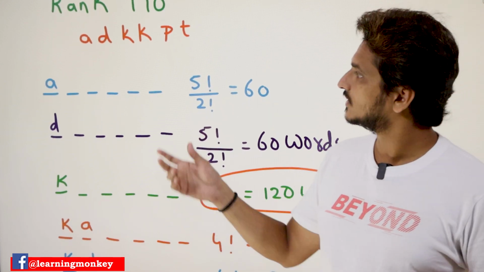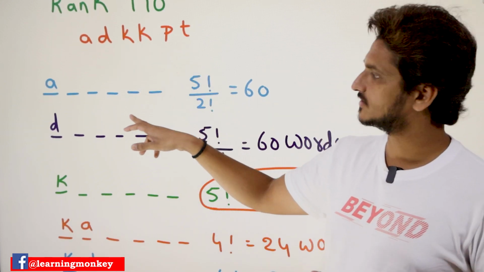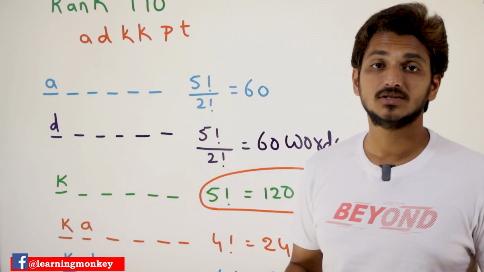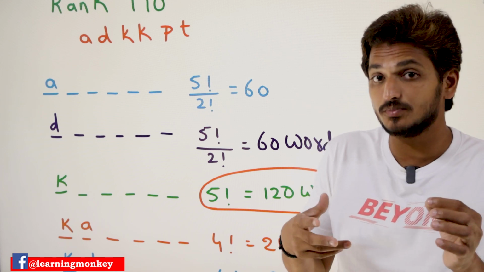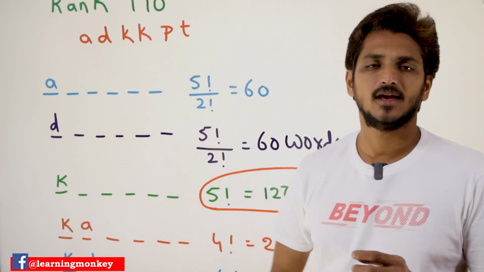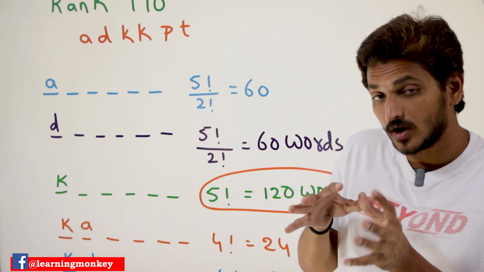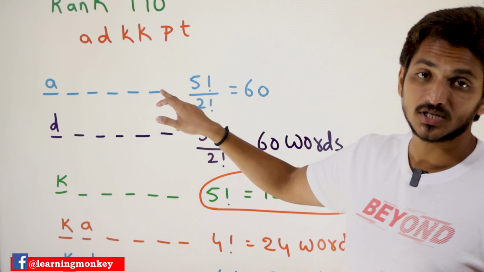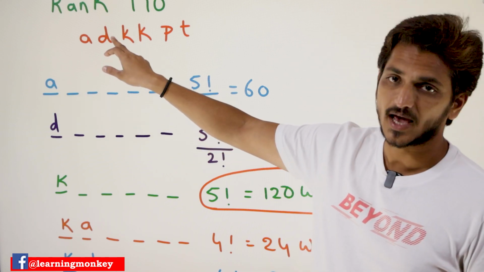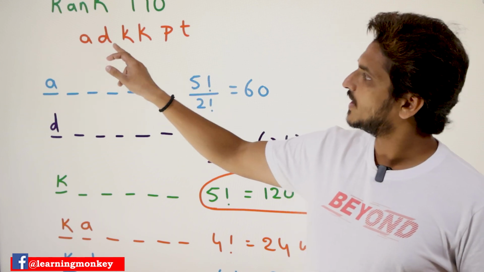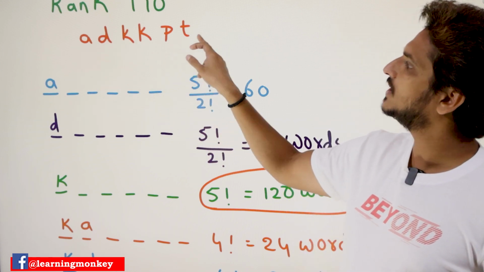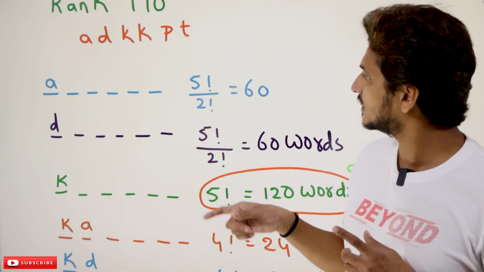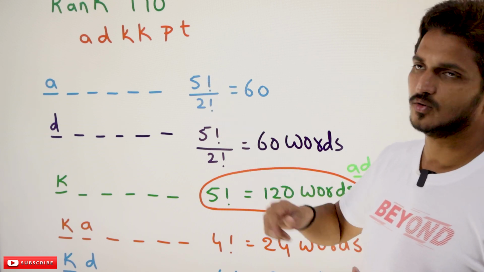First, in total how many characters are there? 6 characters, so 6 positions. The first position can be filled with A. Means we need to find the possible words starting with A, because we need to find the rank according to the dictionary order. The remaining 5 positions can be filled with 5 different characters. Once you place A here, the remaining characters are D, K, K, P, T. K is repeated twice. So how many possibilities are there? 5 factorial by 2 factorial.